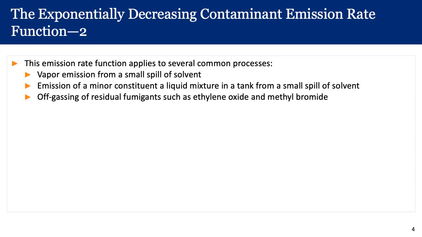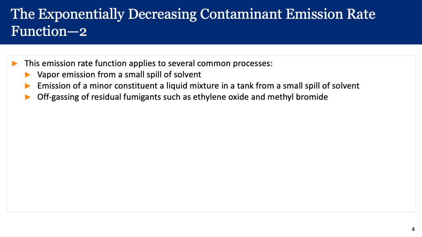The exponentially decreasing contaminant emission rate applies to several common processes. Let's say we spill a small amount of solvent onto a floor or a surface, and the vapors start evaporating from the solvent surface. After some time, all the solvent has evaporated and there is really nothing left. That is a scenario where this exponentially decreasing contaminant emission rate function would be very useful.